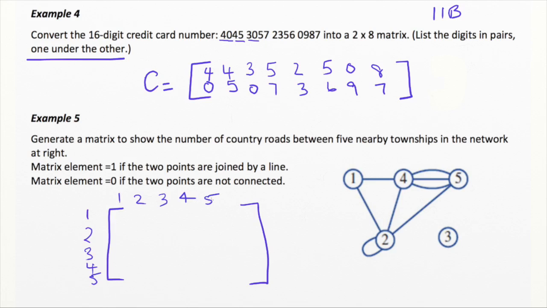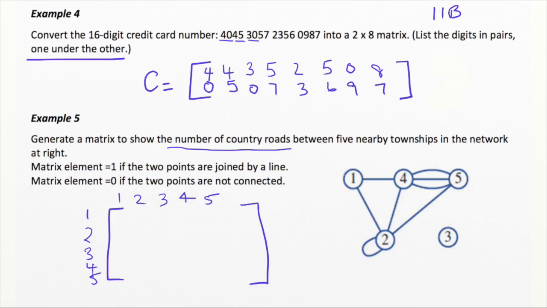And I made my matrix too big again. Okay, and what we're looking at is the connection between each town to another. So if it is joined, then it's a 1, and if it's not joined, it's a 0. And so what we're doing is generating a matrix to show the number of country roads. So if something has more than one country road, then we will count each of those.